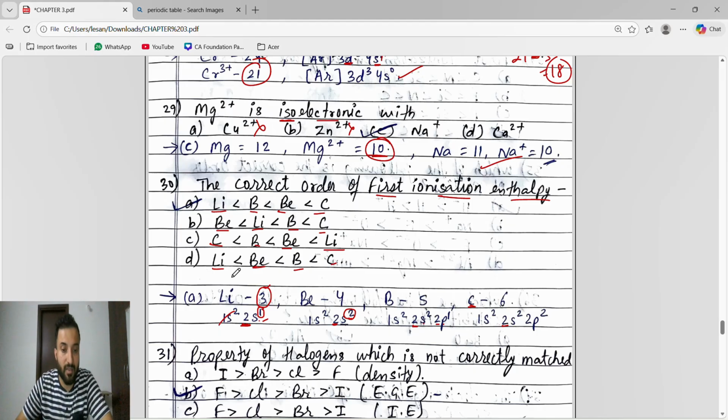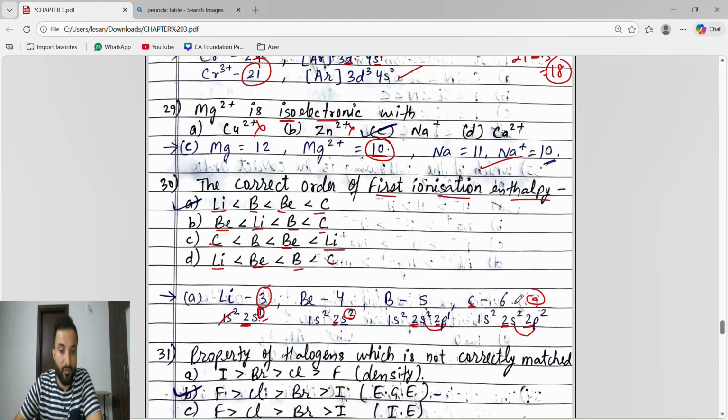So which will be the least? Lithium will be the least, because removal of an electron from lithium is very easy. We have to remove just one electron, that's it. So lithium will be the least, because here we have 2s1, in beryllium 2s2, in boron s and p means 2 plus 1, 3 electrons, it entered into the p block. Then in carbon 2s2 2p2, so 2 plus 2 we have 4 electrons.